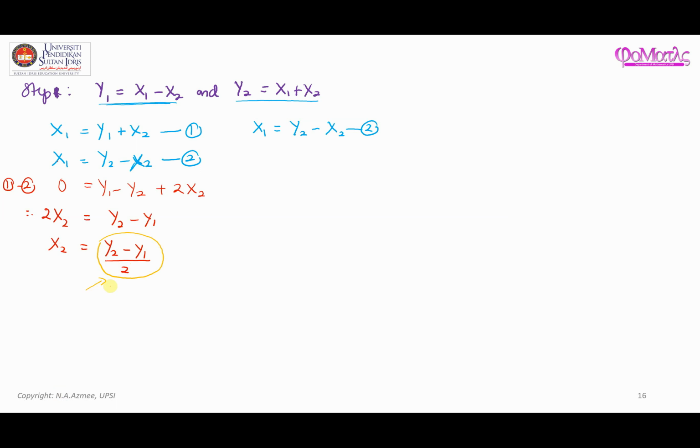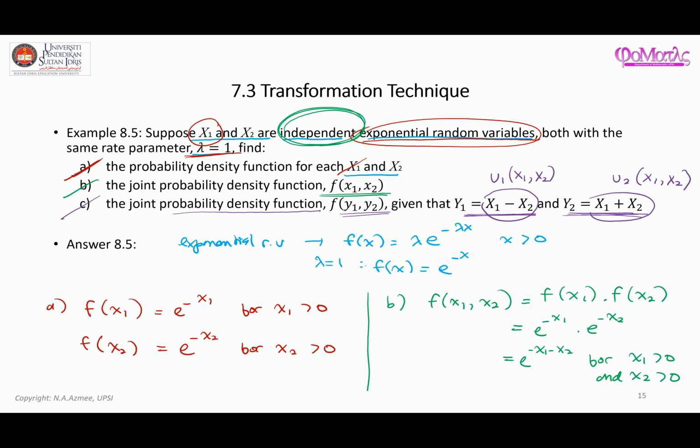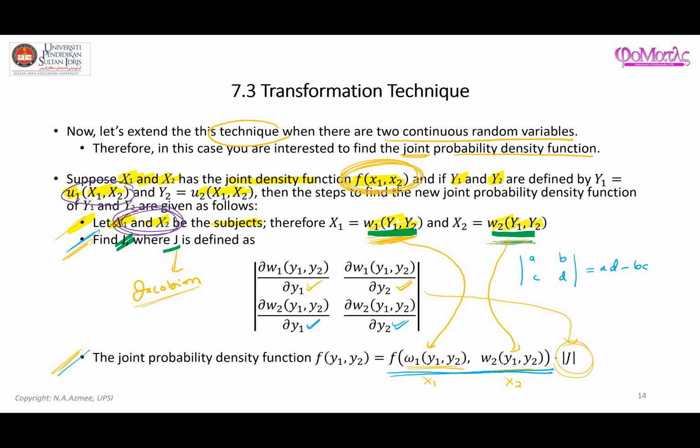I'm going to call this function w2 of y1, sorry, y2, w2 of y1, y2. So here is the part where I have managed to express x2 in terms of a function w, and w here has y1 and y2.